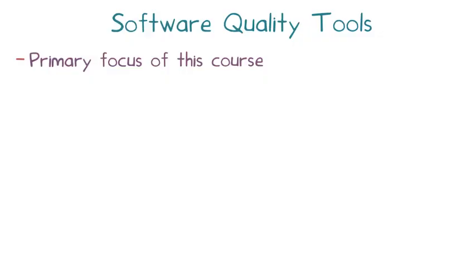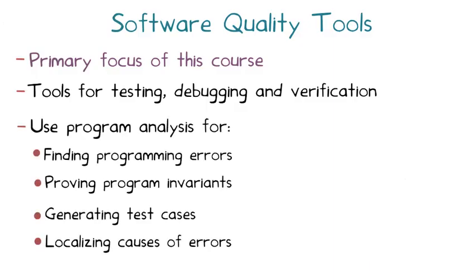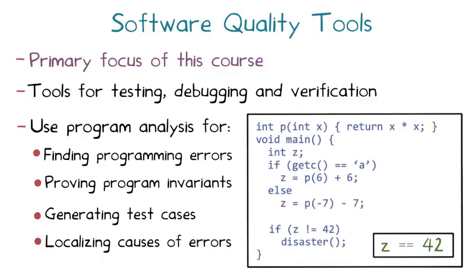The second key consumer of program analysis is software quality tools, which will be the primary focus of this course. This category broadly includes tools that programmers use for tasks to improve software quality, such as testing, debugging, and verification. These tools use program analysis for various purposes, such as finding programming errors, proving program invariants, generating test cases, and localizing the causes of errors. Consider this example program again. The invariant z equals 42 discovered at this program point by a static analysis could be used by a program verification tool to prove that this program can never call disaster.